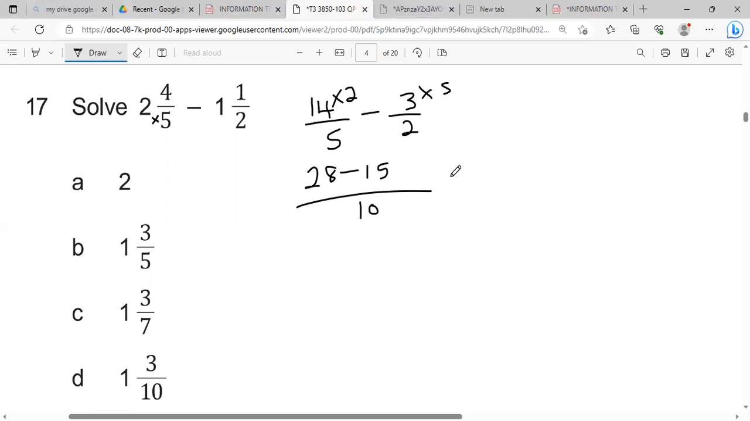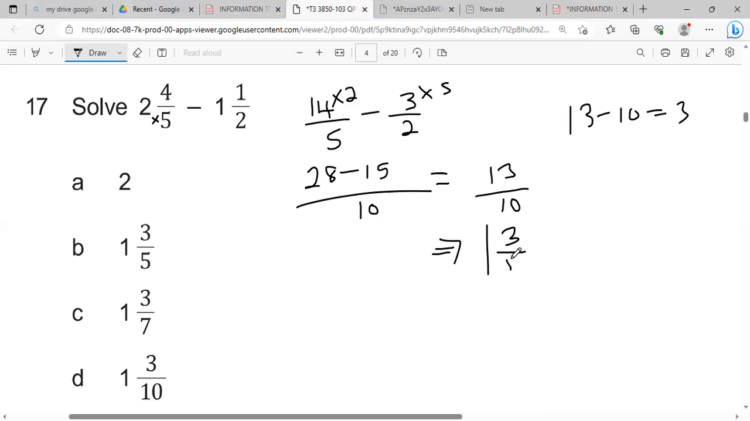So all we have to do now is subtract, which gives us 3, 5 and 8. 5 from 8 gives us 3. So that's 13 over 10. And again, 10 into 13 goes 1 time. 13 minus 10 leaves 3. So that gives us 3 over 10. All right, so our answer for this one is D.